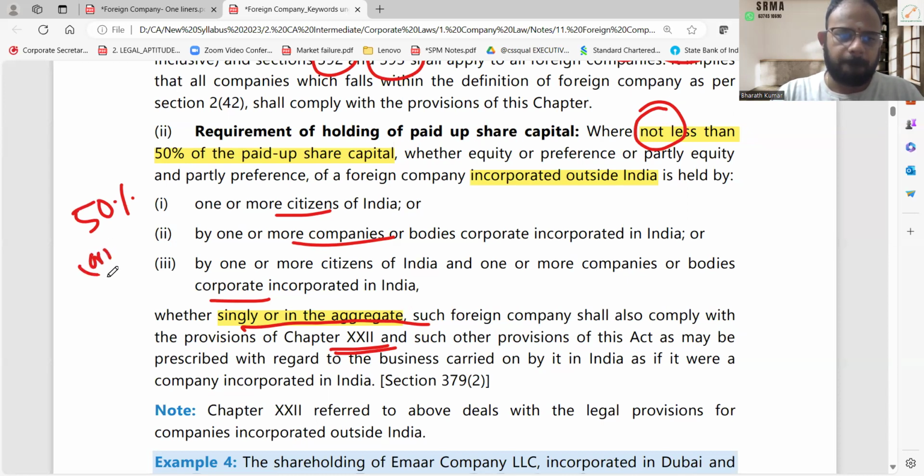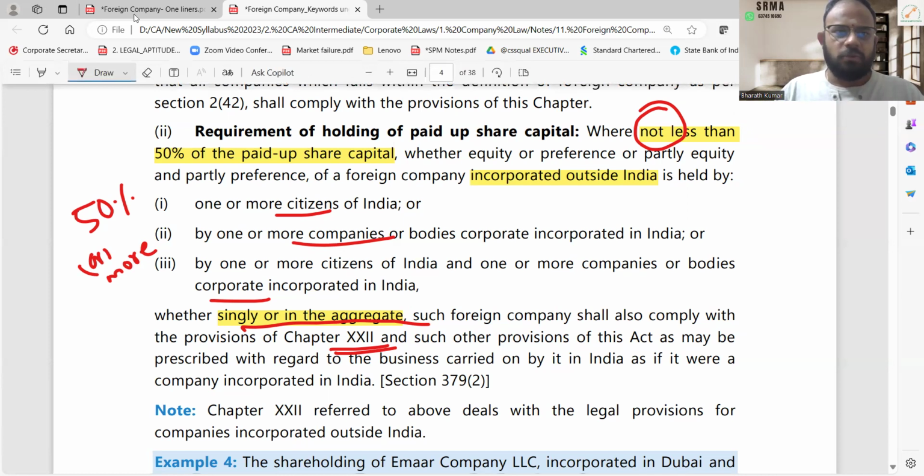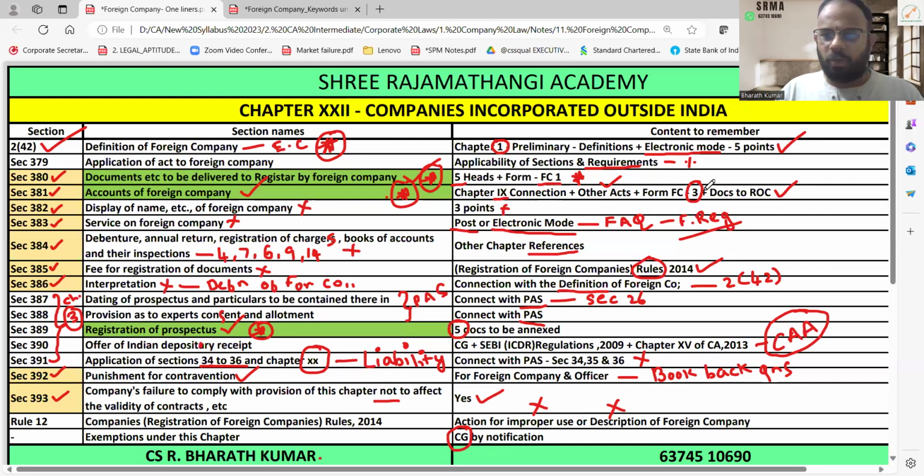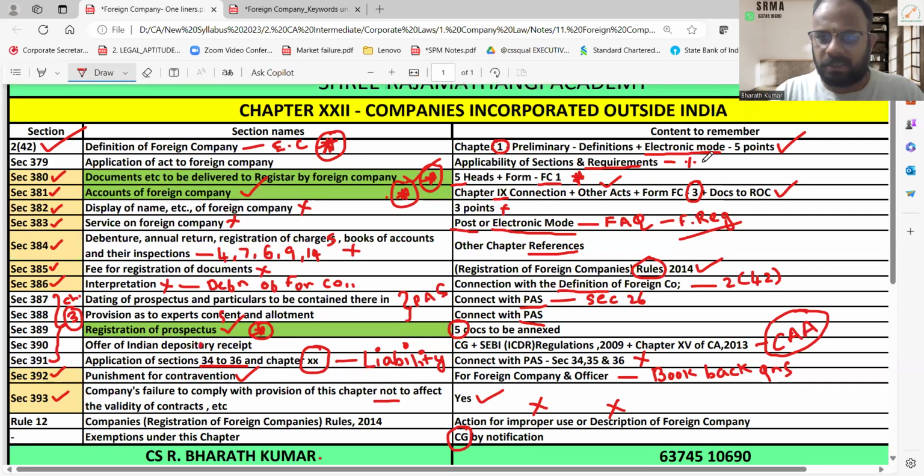50% or more. If you have it, then the requirement of this particular foreign company section, chapter number 22, will be applicable. So what percentage? 50% or more. That's the whole section. So what I will write here, I told you one percentage is there. What is this percentage? 50%. That's all.